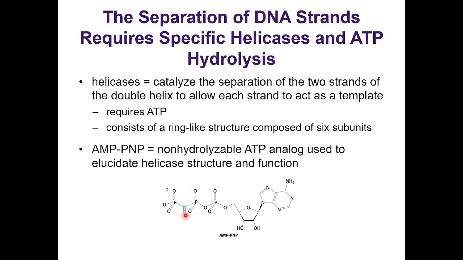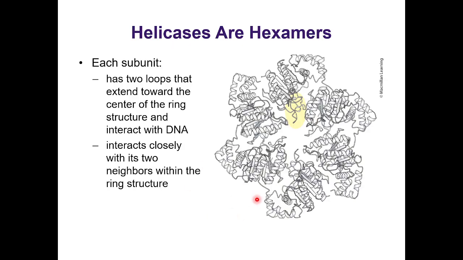Okay? Okay. So again, these are the hexamers for the helicases. That's 6 subunits. Each of the subunits is going to have 2 loops. Right there are the 2 loops that extend towards the center of the ring structure, and they're going to interact with that DNA. It interacts closely with its 2 neighbors within the ring structure. And so you can see these loops coming in, see that repeated motif here? It's a little hard to see on some of them, but like here it is for that one. Everybody see that okay?